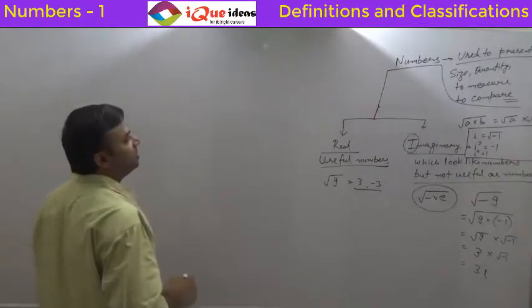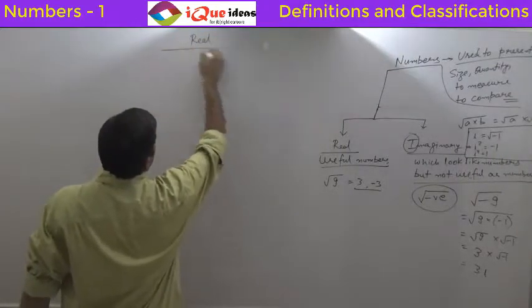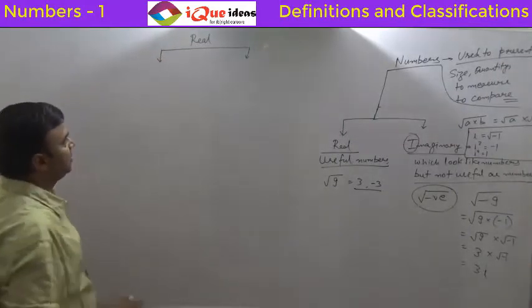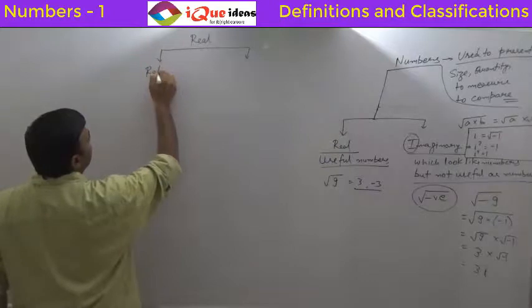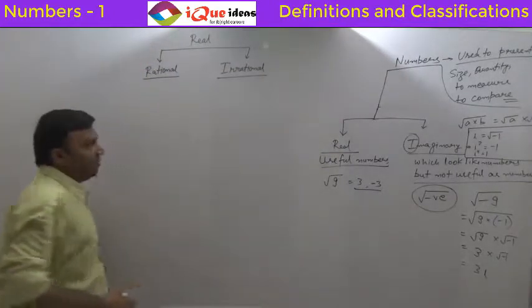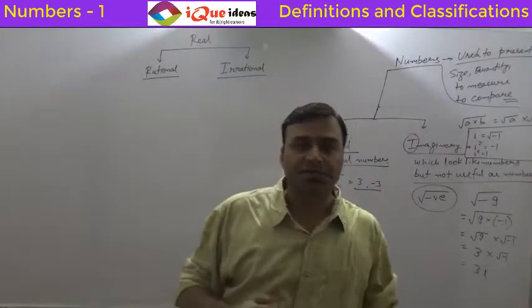Or you can also say on the basis of their presentation. Real numbers can be further divided into two types, and from here actual work for us starts. One part is rational numbers, the other part is irrational numbers. Primarily, real numbers are basically divided on the basis of their presentability in terms of decimal value.